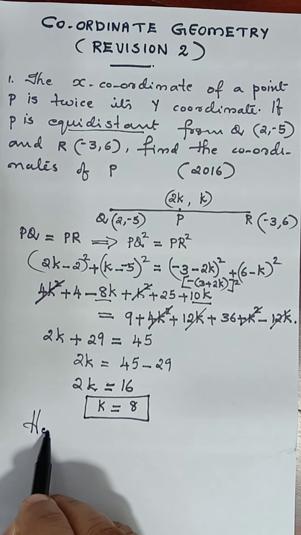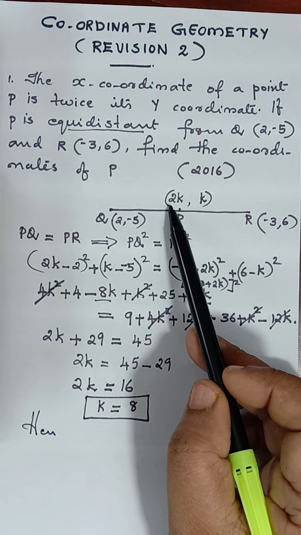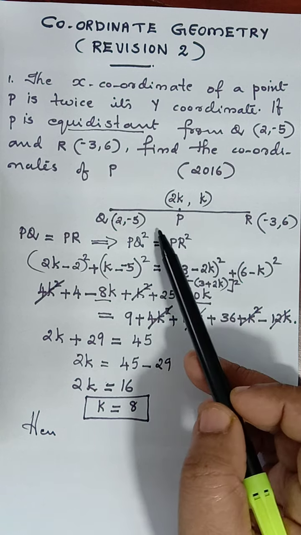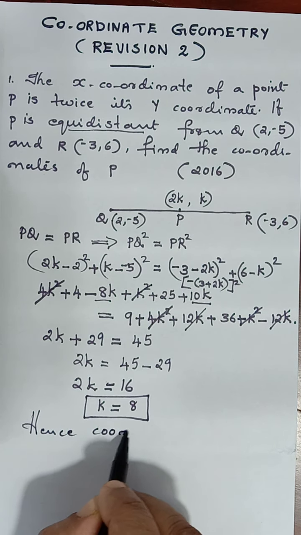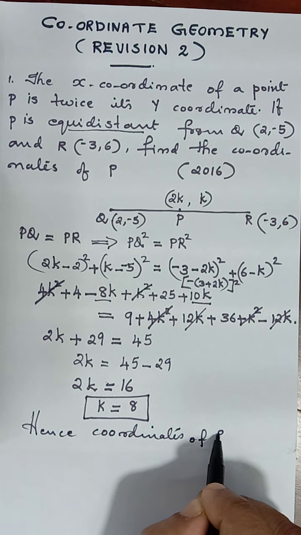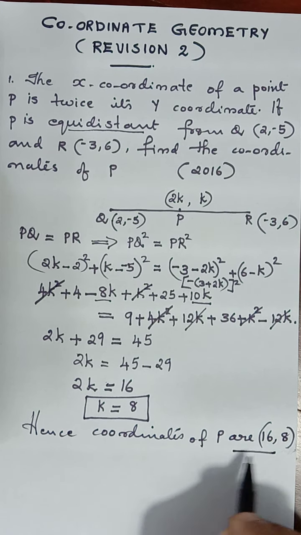Hence, we have to write the answer. Find the coordinates of P. Hence, coordinates of P are 2 into 8 is 16 and here it is 8. 16 comma 8. Hence, coordinates of P are 16 comma 8. This is your answer.